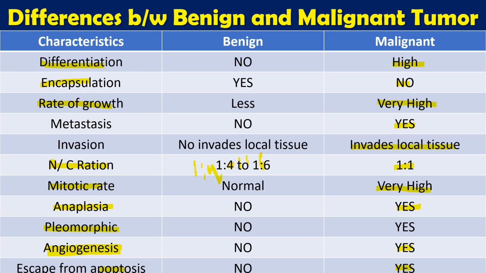Now, benign tumors look like normal cells, so there is almost no loss of differentiation; they are almost the same. They are encapsulated, and the rate of growth is very low. Metastasis does not happen in benign tumors, and they do not invade the local tissue. The nuclear to cytoplasmic ratio is the same as in normal cells, 1:4 or 1:6. The mitotic rate is normal, with no anaplasia, no pleomorphic nature, no angiogenesis, and no escape from apoptosis. So a benign tumor behaves like normal tissue.